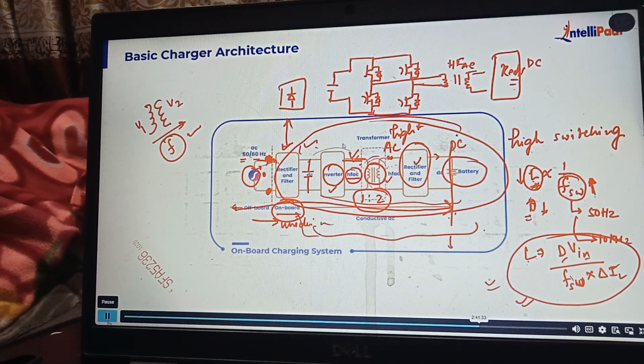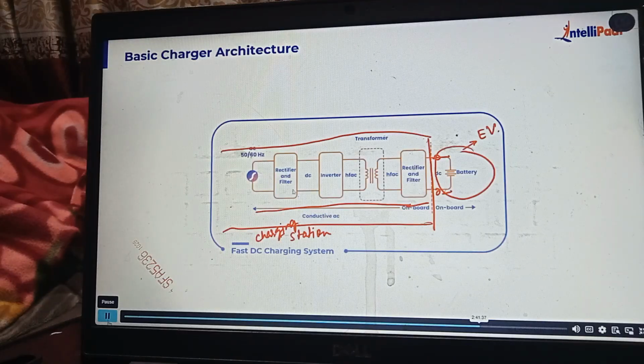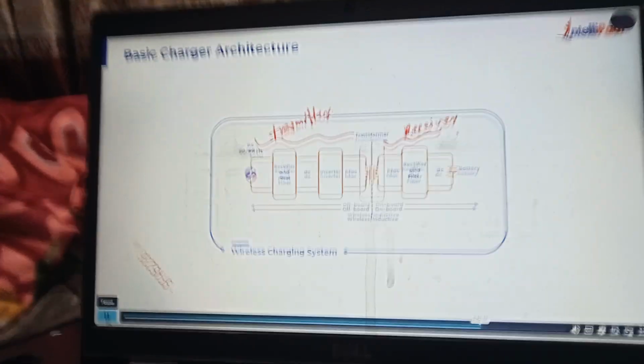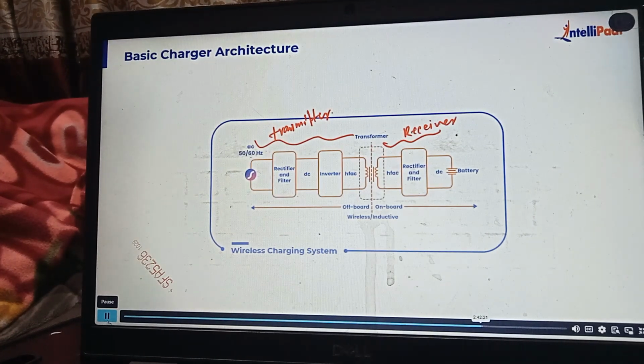In case of the onboard charger, the rating of the charger is quite low. However, in case of the offboard charger, the rating will be higher because it is installed at the charging station, so we can also use a three-phase supply. But the onboard chargers are developed with a single phase supply. And again, we have wireless-based charging systems. This is the transmitter, and this is the receiver.